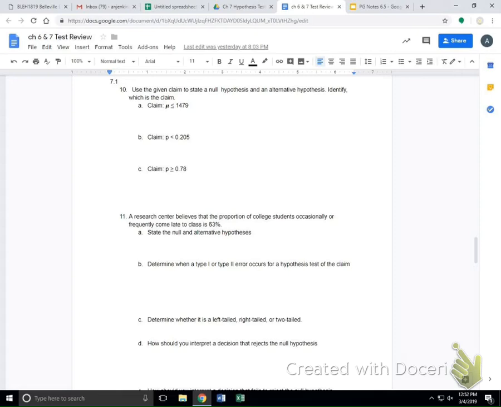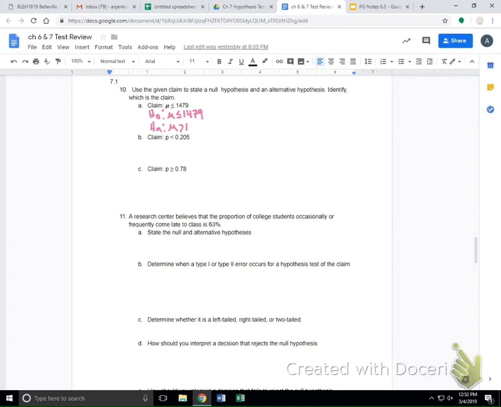Here, use the given claim to state the null hypothesis and alternative hypothesis. Identify which one is the claim. It tells you which one is the claim, and this one has the equal to sign. So which one goes with that? Is it your null or alternative hypothesis? We see that we have H0 and HA. Up here we know that mu is less than or equal to, since it has that equal to symbol, it has to go to the null hypothesis.